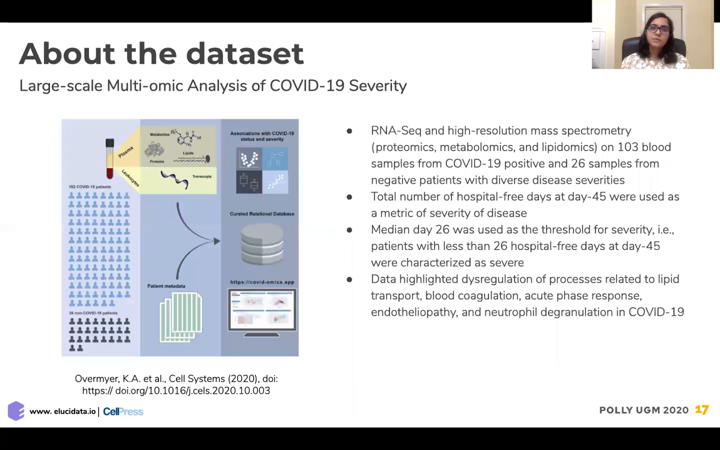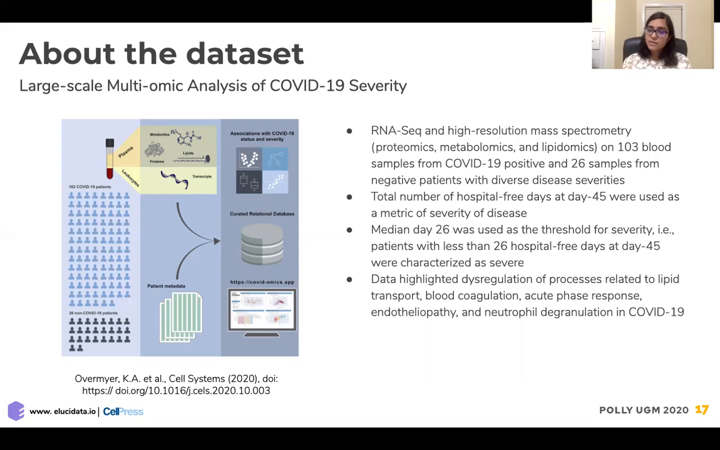Another study that we are going to talk about today also came out recently, and it's a large-scale multi-omic analysis of COVID-19 severity. So here, 4 different types of data were collected on the same set of patients. So there were 26 COVID-negative patients and 103 COVID-positive patients. The authors collected bulk RNA-seq data, proteomics, metabolomics, and lipidomics data from the same set of patients.